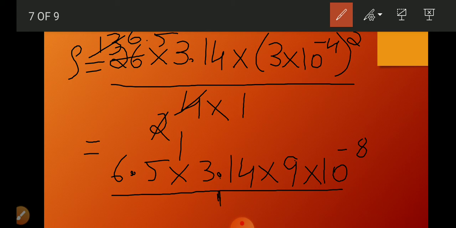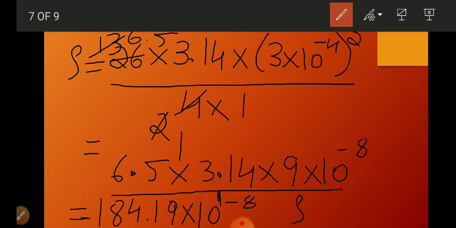So if you just multiply this, you are going to get the value 184.19 into 10 raised to minus 8. This value you are going to get. So rho is equal to, we can write it as rho is equal to 1.84 into 10 raised to minus 6 ohm meter.